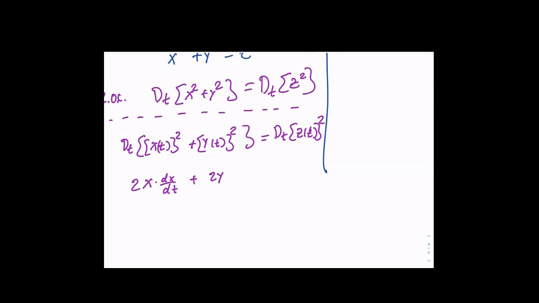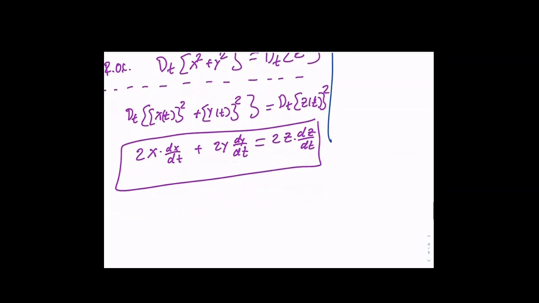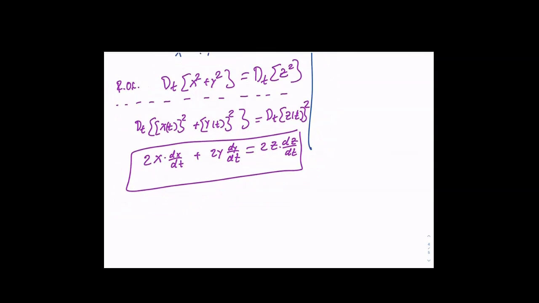2y dy/dt. Every time you take a derivative, there better be a d/dt. Equals 2z times dz/dt. Perfect. Now, students will do, in order to make this a little bit easier, all the 2's cancel each other out. So x dx/dt plus y dy/dt equals z dz/dt. How many unknowns are there here? Or how many variables are there in this formula?